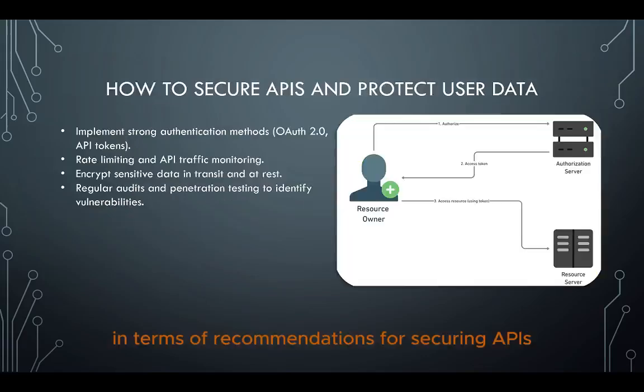In terms of recommendations for securing APIs and protecting user data, there are several key strategies. First, using strong authentication methods such as OAuth and API tokens can prevent unauthorized access. Regularly rotating tokens and ensuring that they have an expiration date is also essential. Implementing proper rate limiting and monitoring API traffic for unusual activity is crucial for detecting and stopping attacks early.